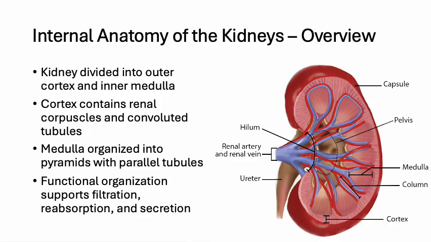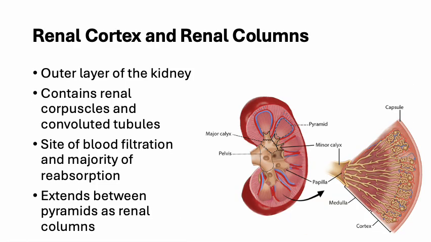Internally, the kidneys are highly organized structures tailored for filtration and urine formation. The outer cortex houses the renal corpuscles and convoluted tubules, which are key components for filtering blood and modifying the filtrate. Deeper inside is the medulla, where structures are aligned in straight parallel patterns to efficiently transport and concentrate urine. Together, these zones form the framework for the nephron's function and make the kidney incredibly efficient at regulating the internal environment.